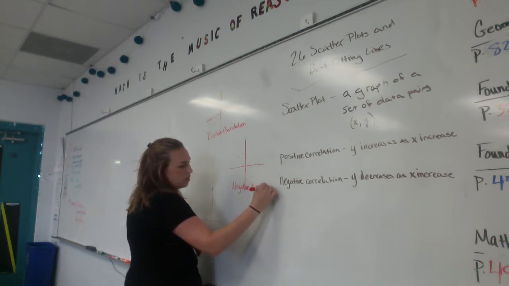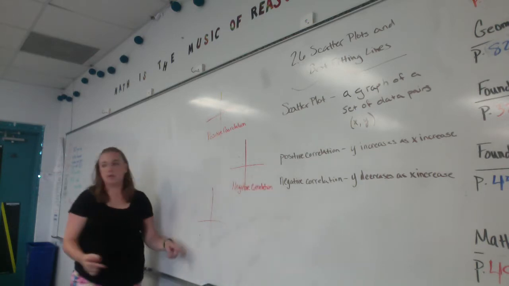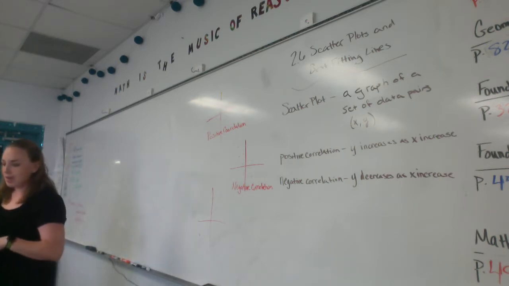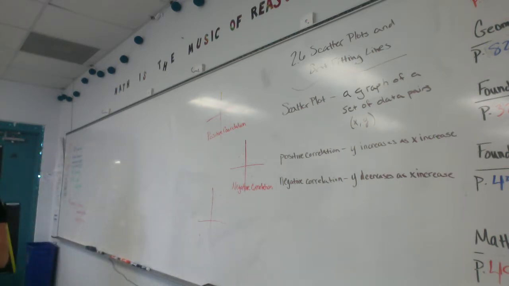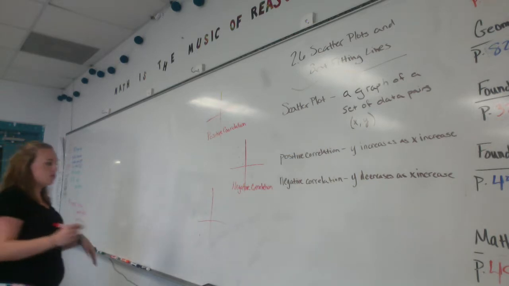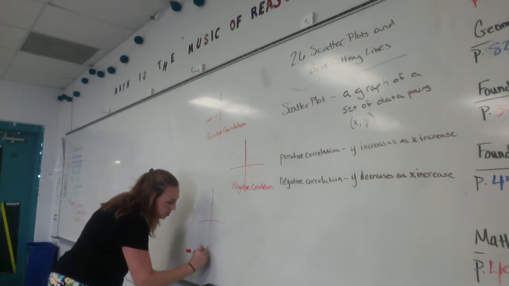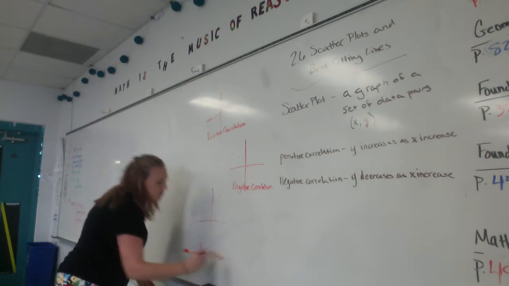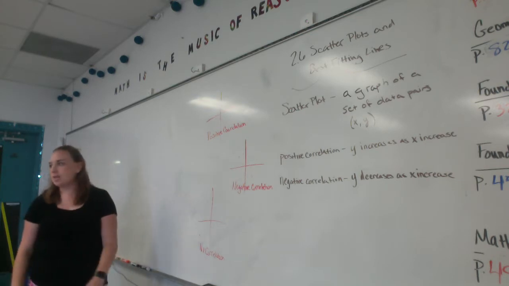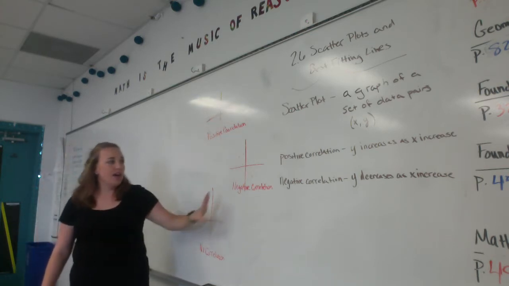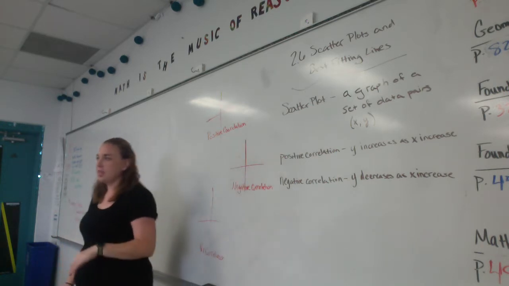Okay. And what does this scatter plot look like over here? All over the place. So that would have no correlation. Okay. So these are going to be our 3 options: positive correlation, negative correlation, no correlation. I can't find a pattern in this set of data. I can find a positive pattern in this set of data. I can find a negative pattern in this set of data.